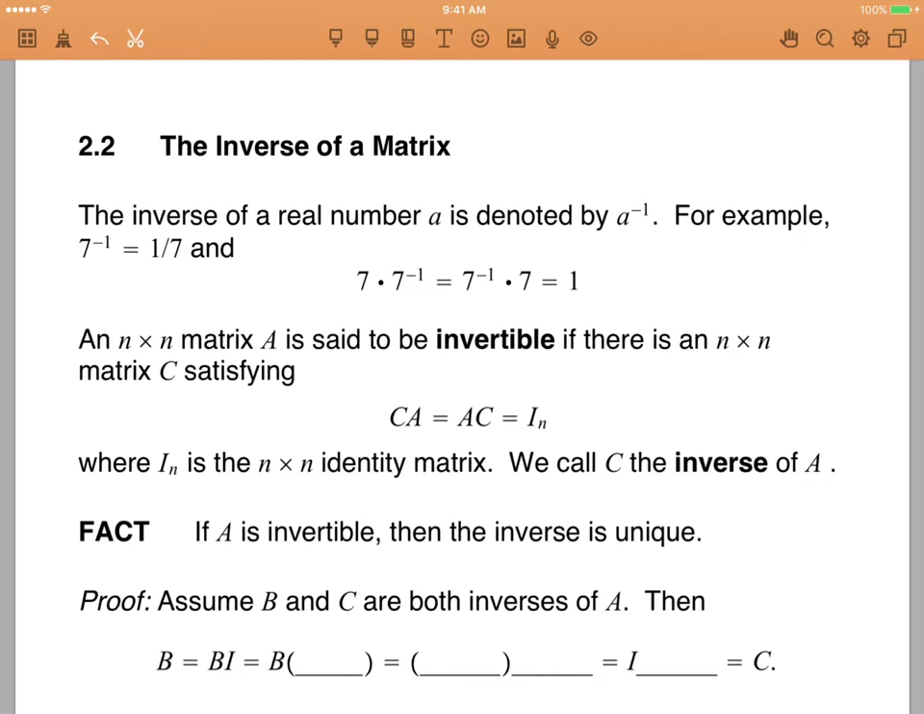So at the beginning, the inverse of a matrix is similar to the inverse of a real number, which is the number that you multiply it by to get back to the identity.